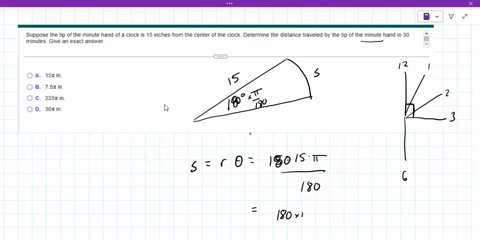180 times 15 over 180. Wait, let me put that in parentheses, one second. 180 times 15 divided by 180. Okay. Yeah, I got 15. Okay, 15 pi is the correct answer. All right, cool. Let me do that real quick.